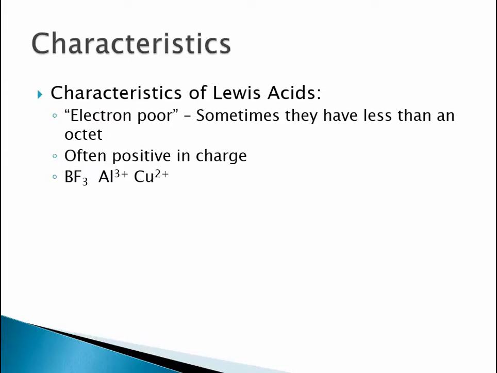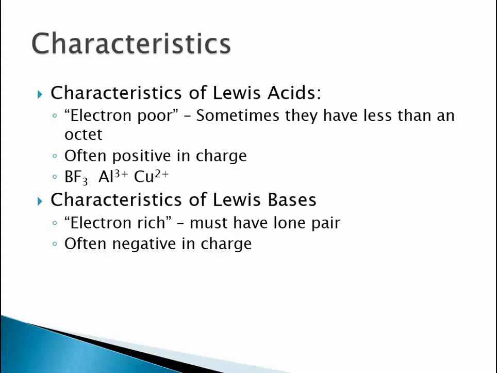What you'll notice about Lewis acids is they're referred to as electron poor. Sometimes they have less than an octet. We've talked in bonding about the octet rule, and there are exceptions to it, things with less than an octet, like 6 electrons around them instead of 8. That would definitely make them a possibility to be a Lewis acid. Often they can be positive in charge. So those 3 things I've listed, BF3, Al3+, Cu2+, are all examples of Lewis acids that are not Bronsted-Lowry acids. I'll show you some diagrams to explain how they can be Lewis acids.